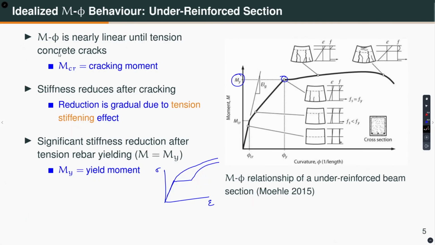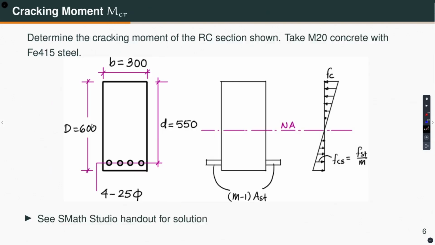Now, if you recall, here I said that this region will have a smooth transition. So, let us see why we get a smooth transition. I said it is due to the tension stiffening effect. So, what is tension stiffening effect?